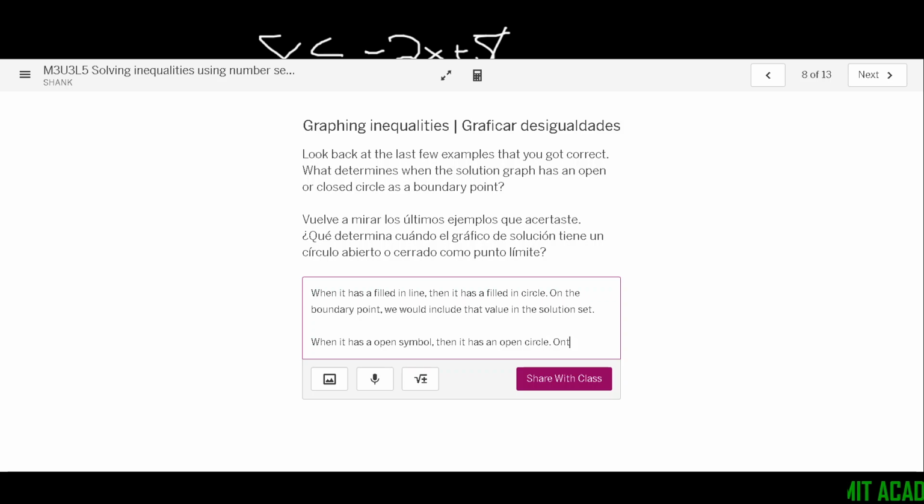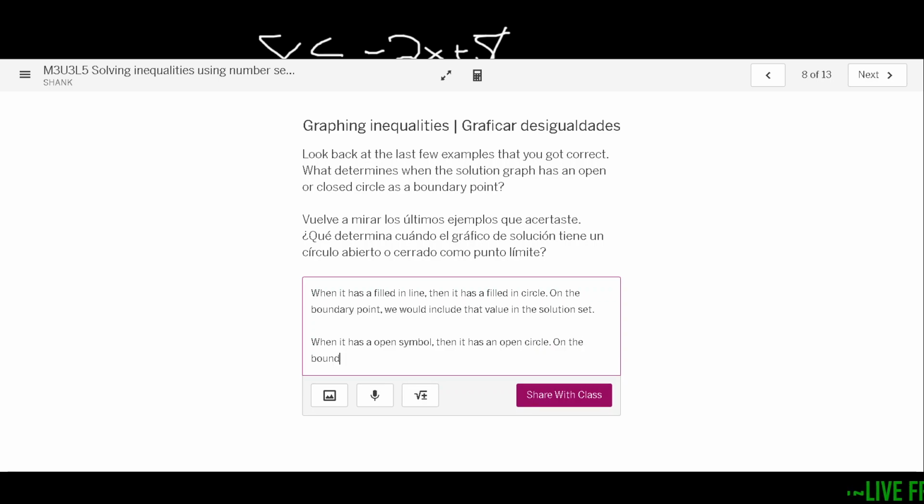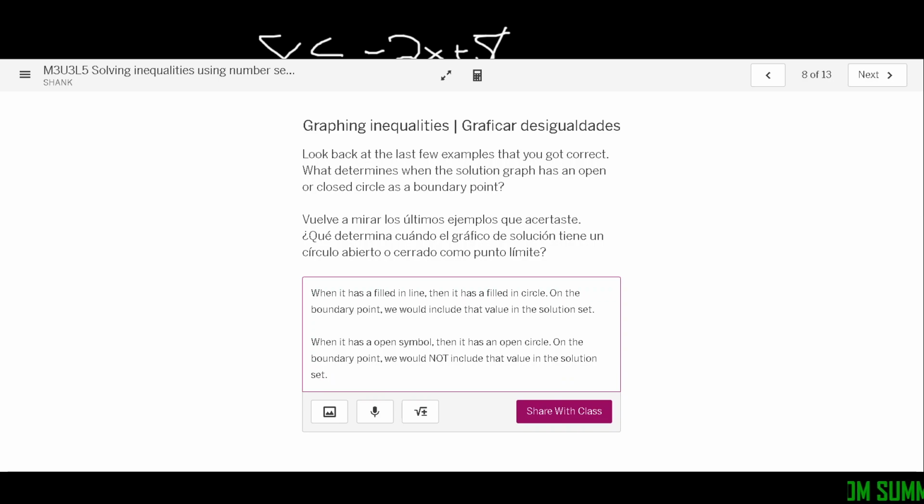That means on the boundary point, we would not include that value in the solution set. So same kind of sentence for both of those. You just want to make sure you're changing it since we have two different types of inequality symbols, so you have to be careful on that and make sure you're just hitting that share with class button.